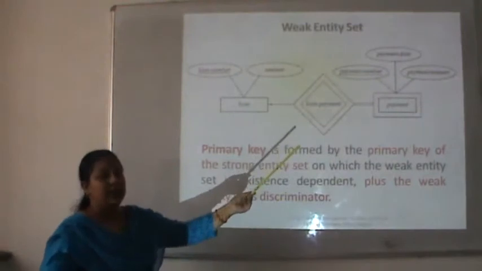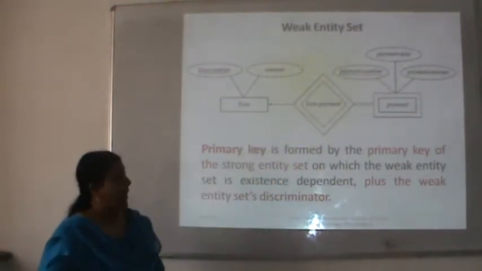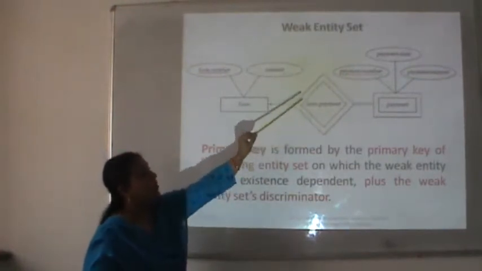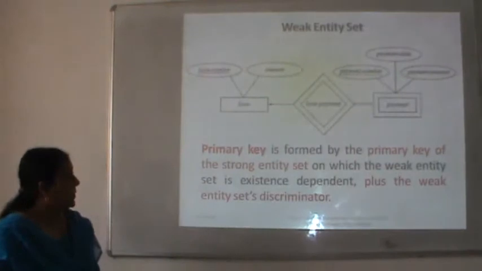Since it is a weak entity set, it has been represented using a double walled rectangle, and the relationship is a weak relationship represented by a double walled diamond.